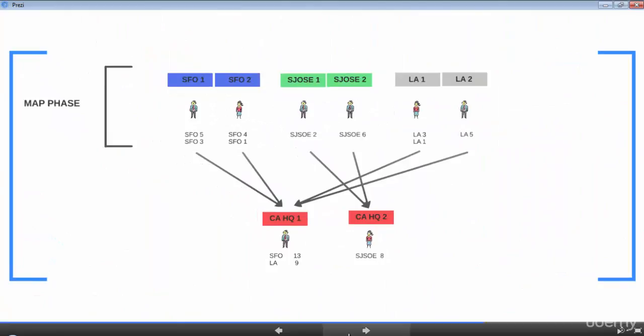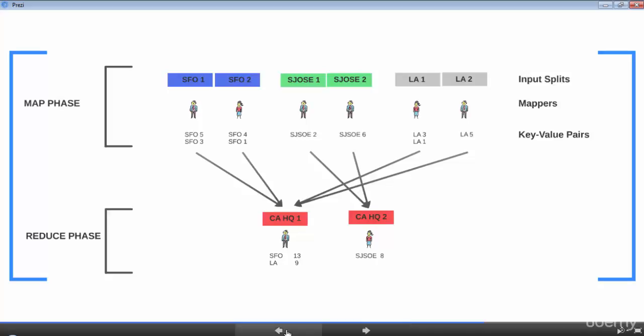The phase where individuals collect the population of their assigned city or part of the city is called the map phase. The individual person involved in the actual calculation is called the mapper. And the city or the part of the city he is working with is known as the input split. The output from each mapper is a key value pair. As you can see, the key is SFO, the value is 5, or the key is San Jose, the value is 2.